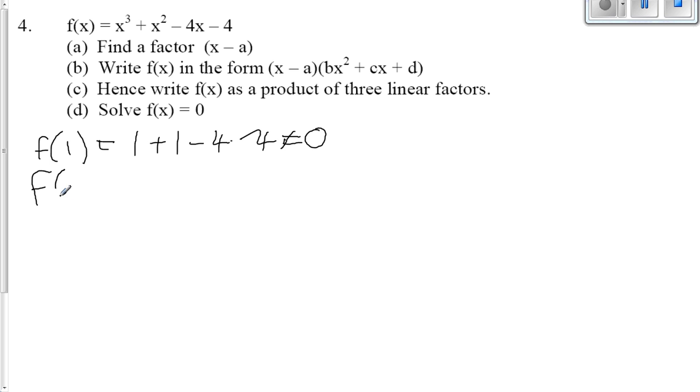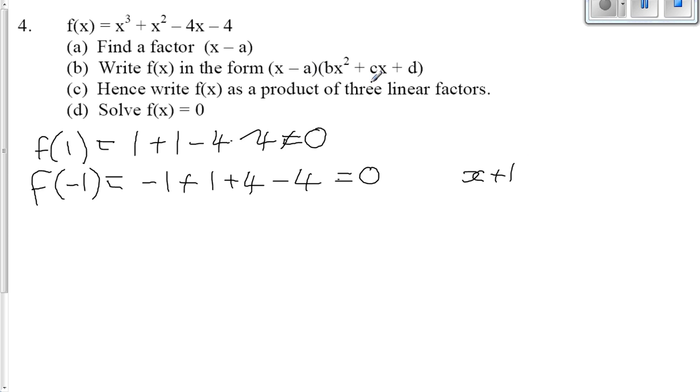Should we try minus 1? Let's try minus 1. So minus 1 cubed is minus 1. Minus 1 squared is 1. And then we've got 4 times minus 1, which is plus 4. And we've got minus 4 on the end. Brilliant. That one is 0. So we've got a factor here. x plus 1 is a factor.